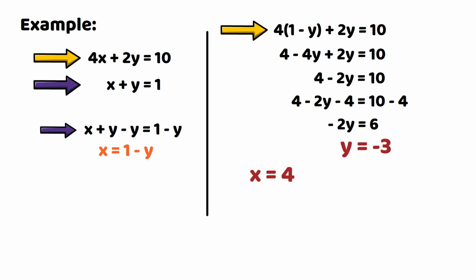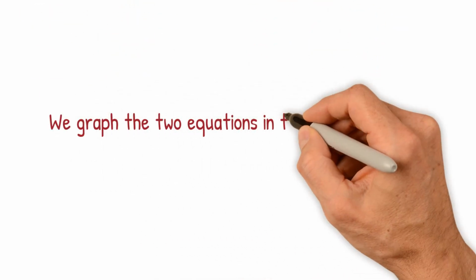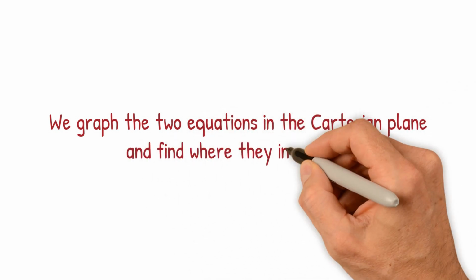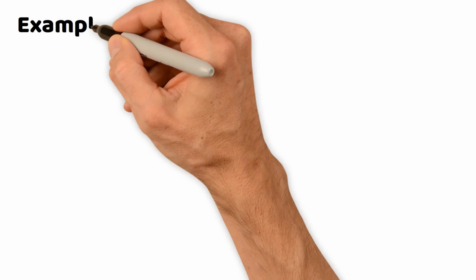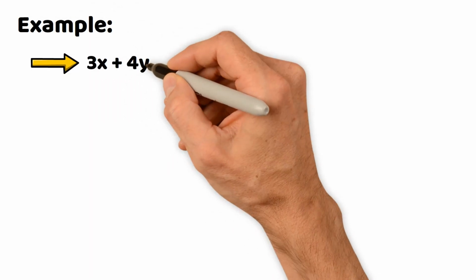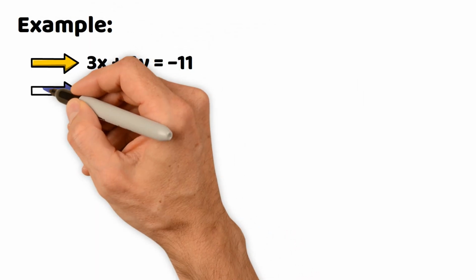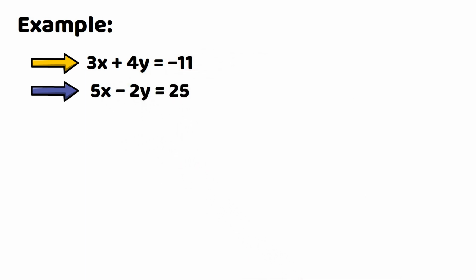The final method of solving a pair of linear equations is the most elegant of all. It's very geometric. We simply graph the two equations on a Cartesian plane and look and see where they intersect. To illustrate this method, suppose we want to solve 3x plus 4y equals negative 11 and 5x minus 2y equals 25. We looked at this equation earlier and solved it using the elimination method. We graph each equation and see where they intersect.